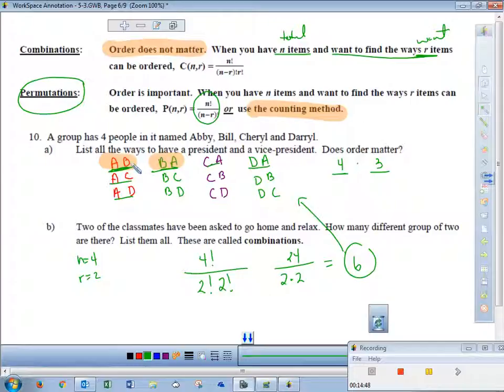If I say Abby and Bill, you can go, okay, or I can say Abby and Cheryl, or I can say Abby and Daryl, or etc. It's like there's only 6 different groups. So since order didn't matter, we're using the combination formula.